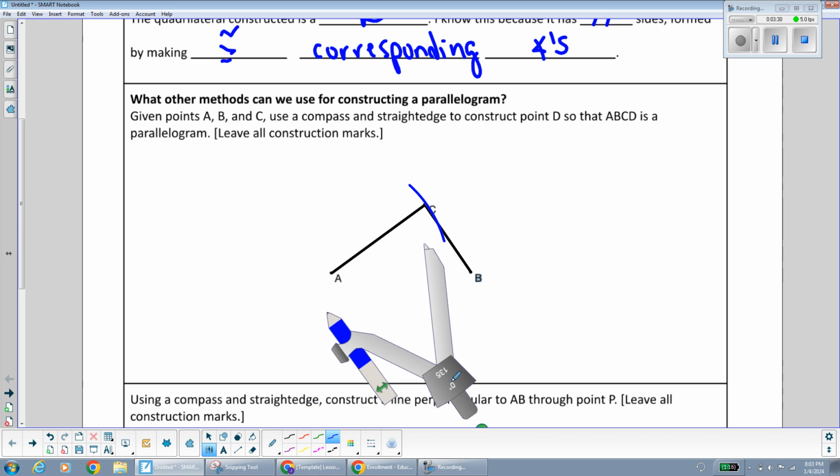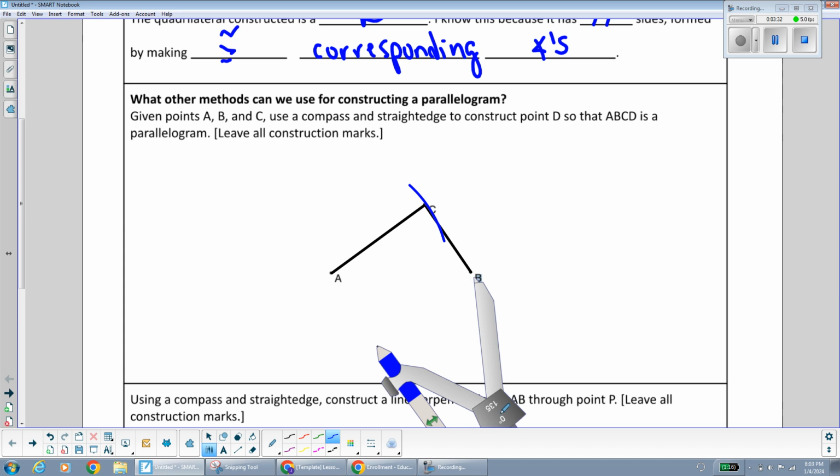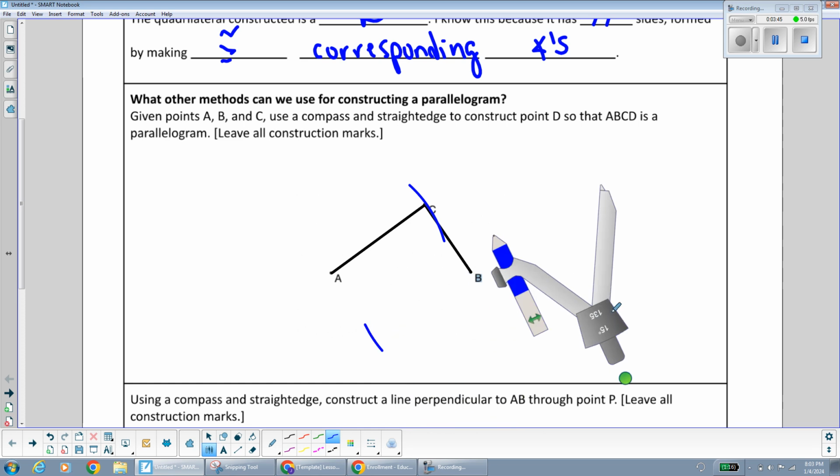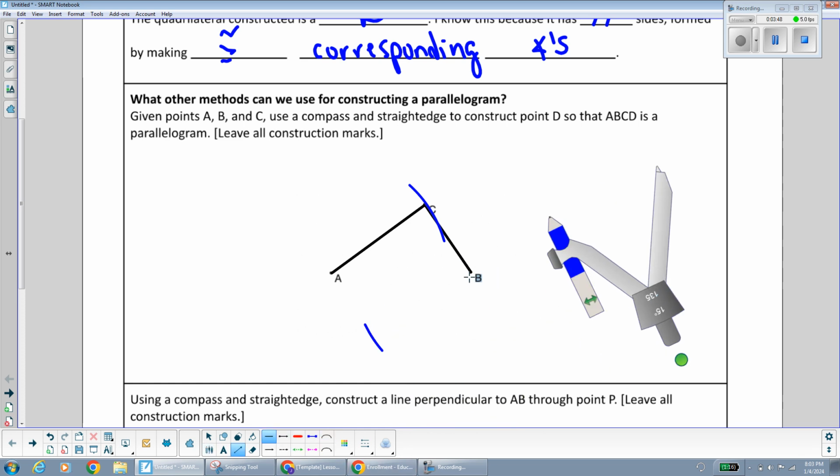Now, without changing the distance on my compass, or if you're using the flat compass without changing the hole that you're using, I'm going to go over here to where one endpoint of the opposite side is, and I'm going to make that same arc. And then using my straight edge, I'm going to just connect from the point that I have to the arc that we just made. And that's where point D should be, because we copied this side and we made the opposite side the same length.